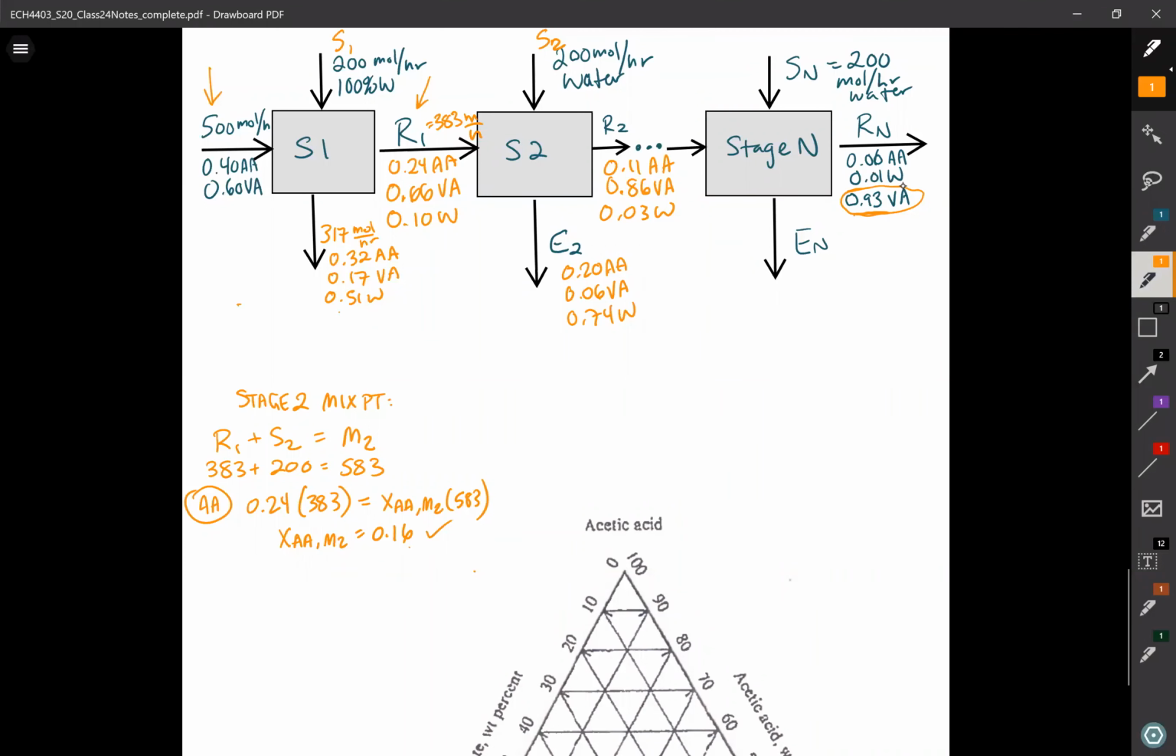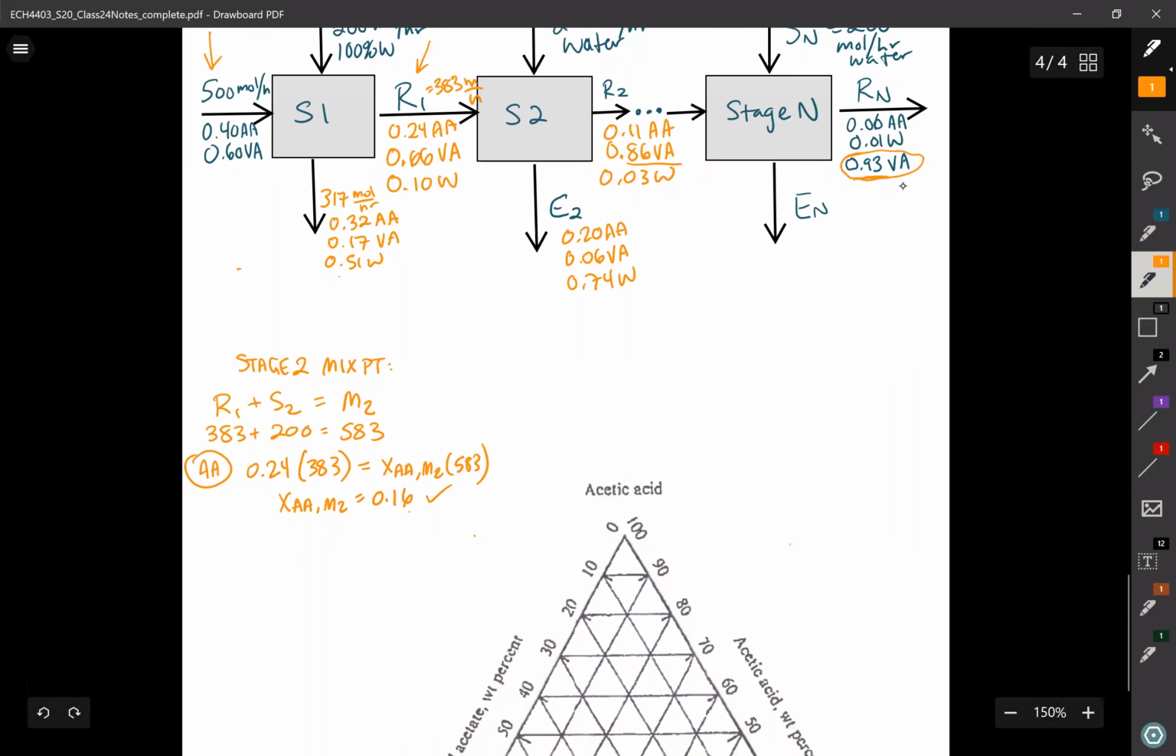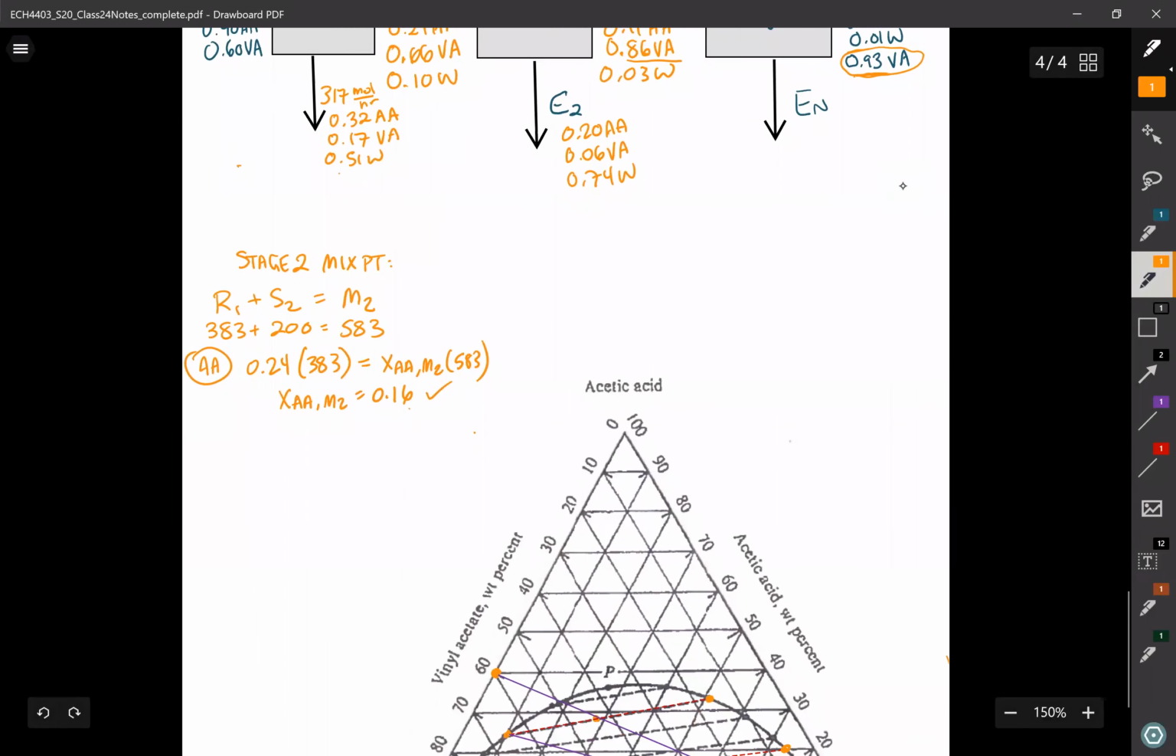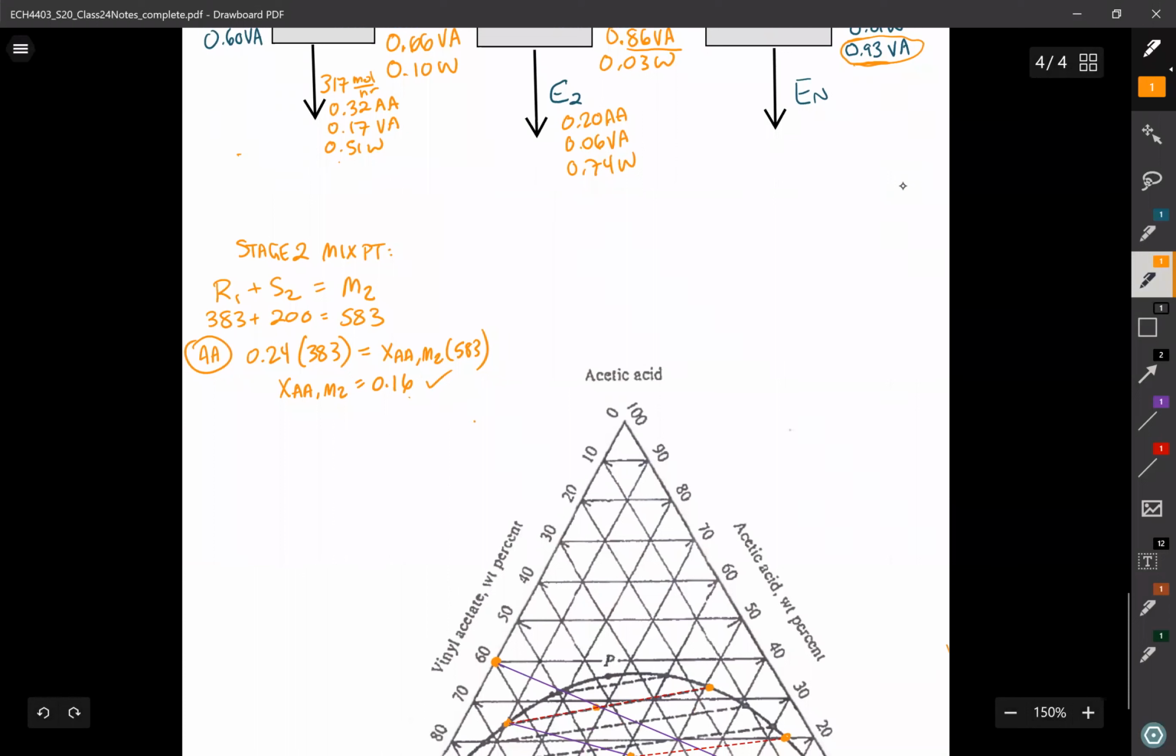We are still at 86% vinyl acetate in our raffinate 2 phase. So that means we must need some more stages. And in order to calculate the next stage, I need to find what the flow rates of R2 and E2 are. So see if you can go ahead and do this one with me. Remember, M2 is equal to E2 plus R2.